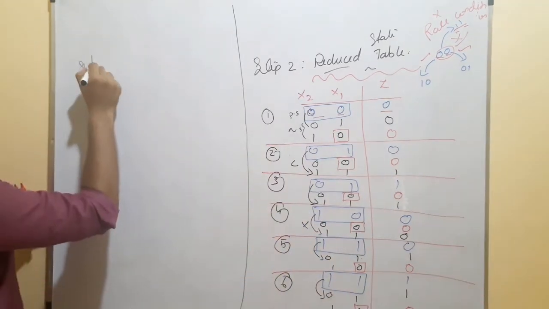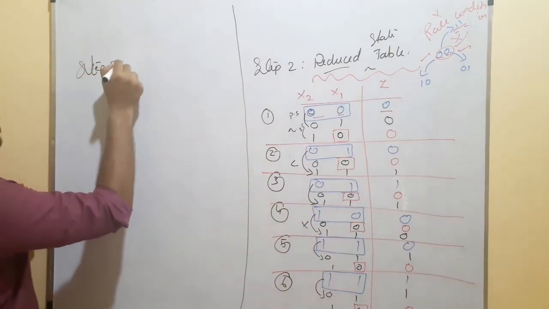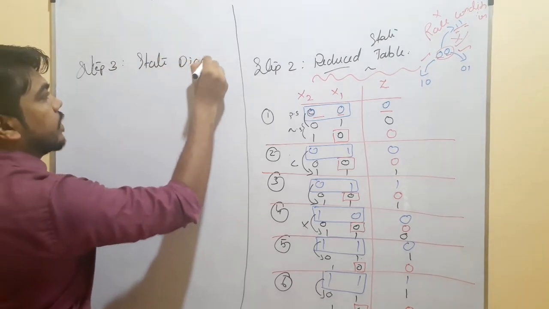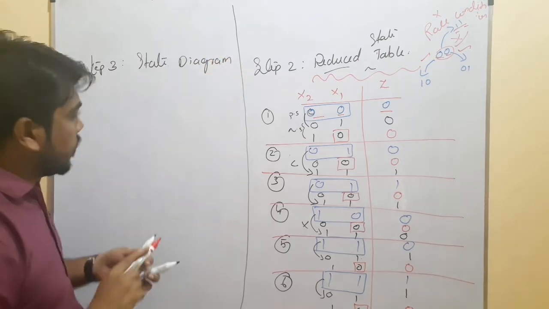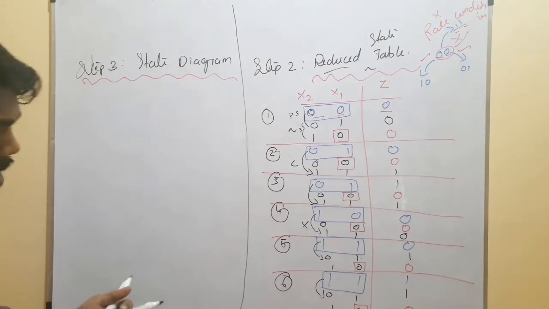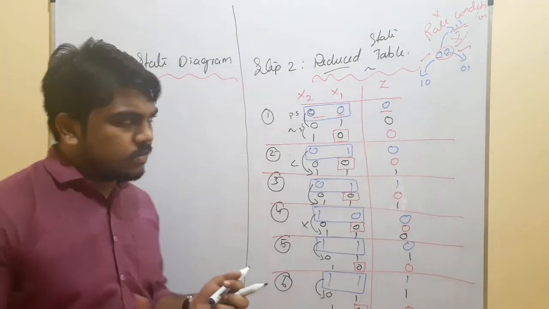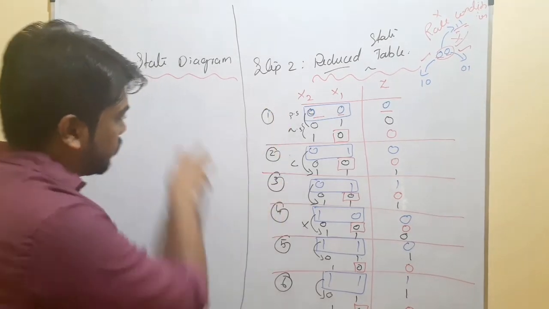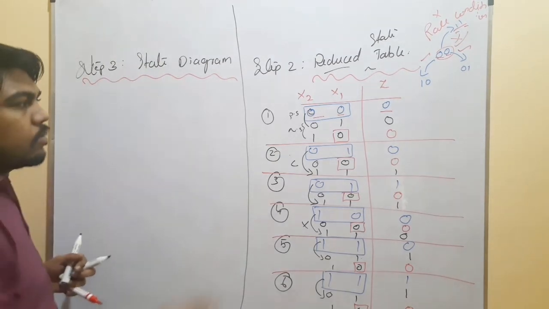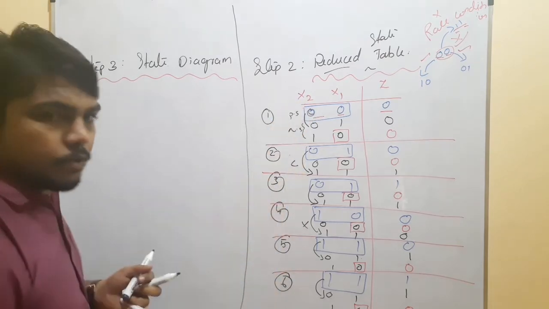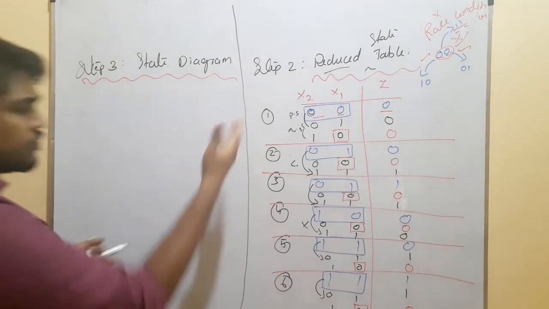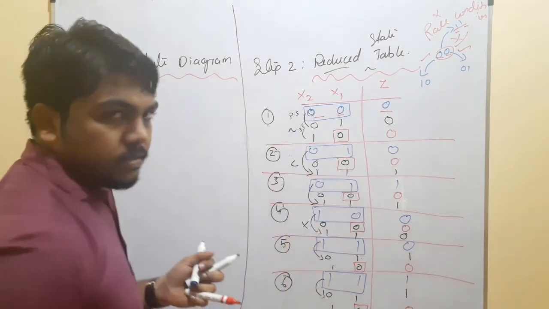Step 3 is the state diagram. To design it, there are two ways. Either you can draw the states like 1, 2, 3, 4, here you can draw 6 circles and then link them, or step by step, seeing this table, you can go. Two ways are there. You choose any way required. I'm going to choose the first way. I'm going to move on step by step.